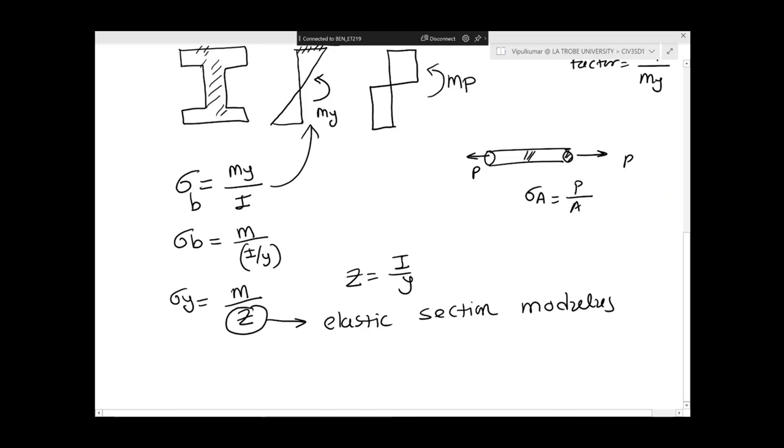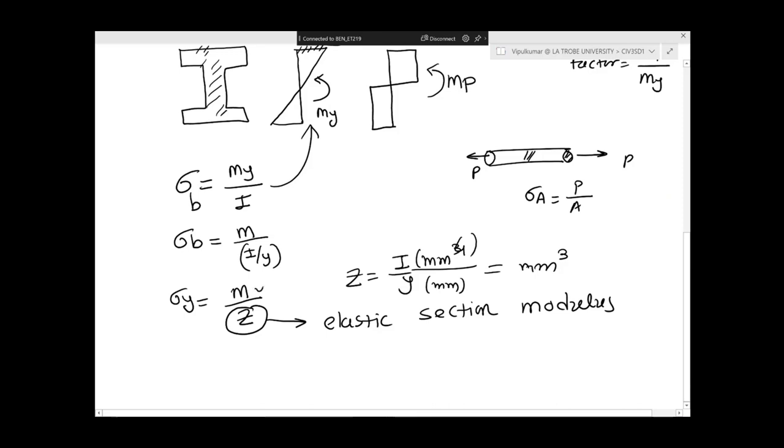First term that I'm trying to explain: elastic section modulus. Do you understand? That is just a fancy name. The word elastic comes because we are working within the elastic range. Section modulus is a quantity related to the section, and it is I over y. Everyone okay now? I over y. The unit is millimeter to the power 4 over millimeter, so that would be millimeter cubed. Everyone okay now? If you want to calculate the section modulus, that's where you're going to use it.